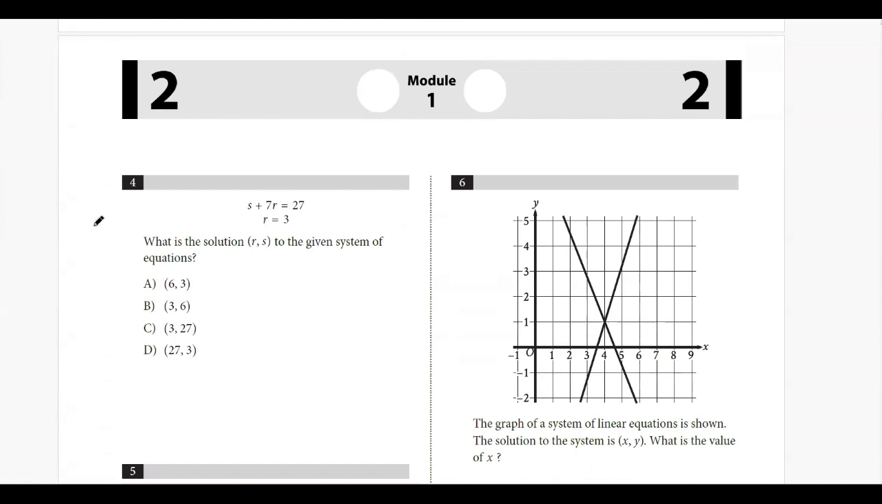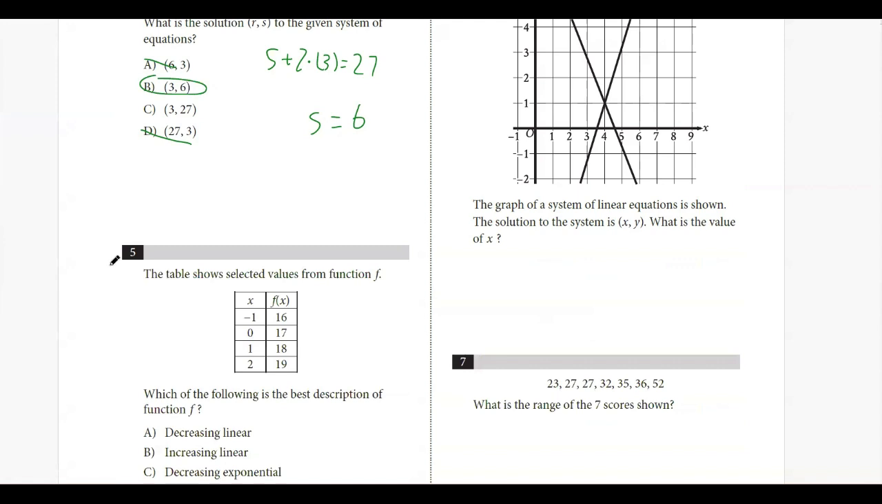Again, what is the solution (r, s) to the given system of equations? A and D are eliminated because we're given r as 3. And all we've got to do is s plus 7 times 3, which is equal to 27. s is equal to 6. So (3, 6) is our answer. So B.